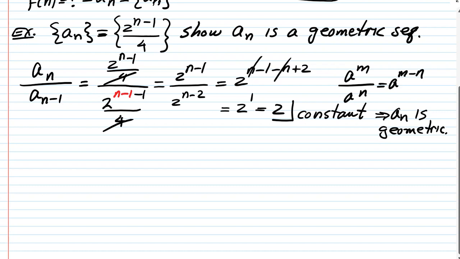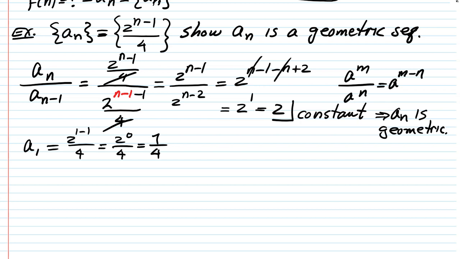There you go. Now, if we wanted to, we can find any terms. So let's write out the first few terms. How's that? A sub 1, that's when n is 1. 2 to 1 minus 1 over 4, that's 2 to 0. 2 to 0 is 1, so the first term is 1/4. What is the second term? Well, that's 2 to 2 minus 1 over 4. 2 minus 1 is 1, so that's 2/4, which is 1/2. Notice, half is twice 1/4.